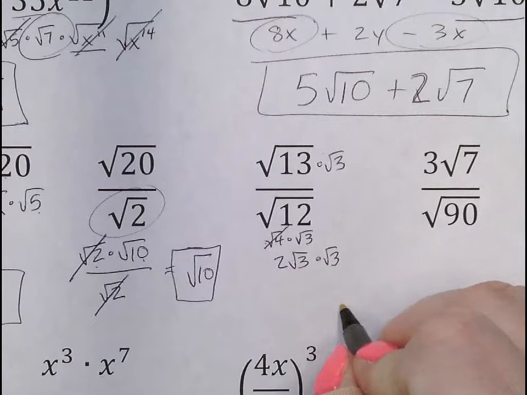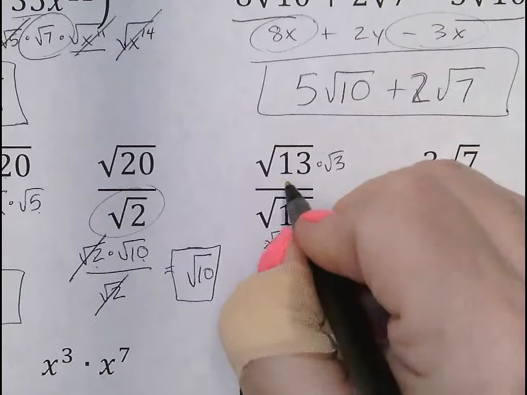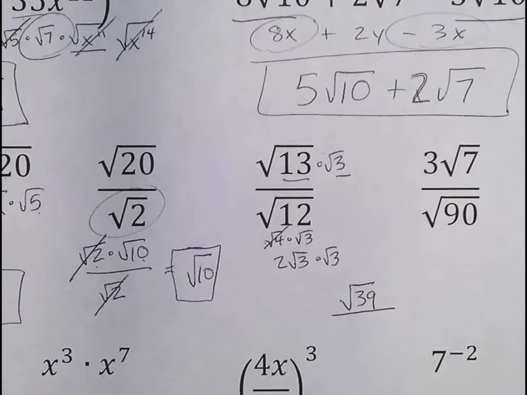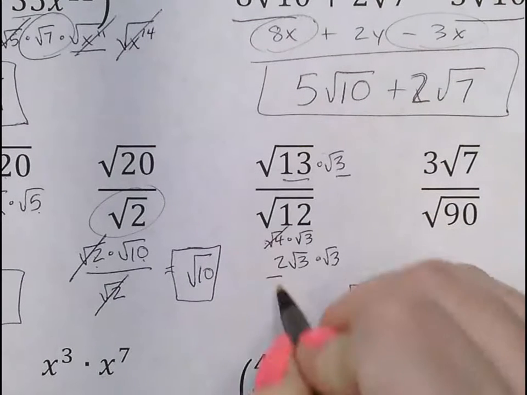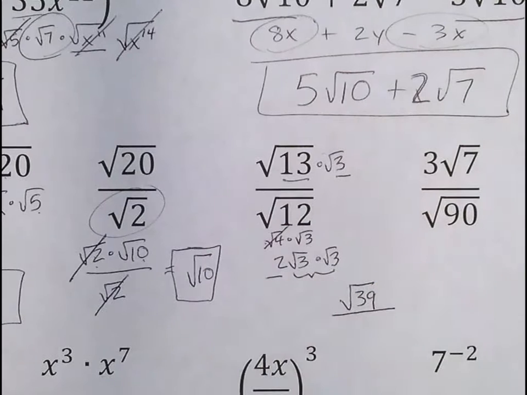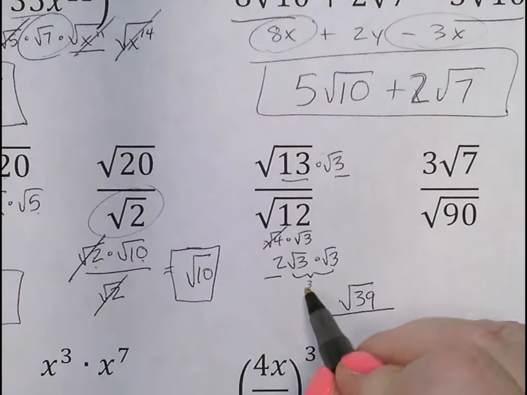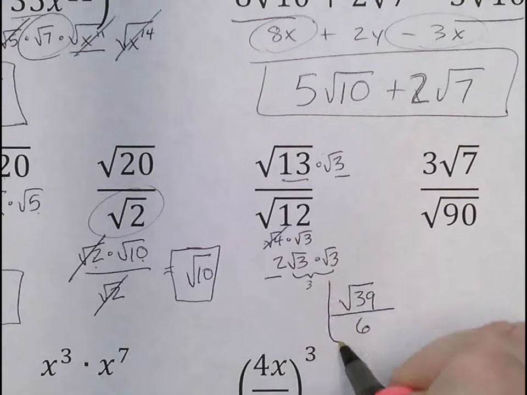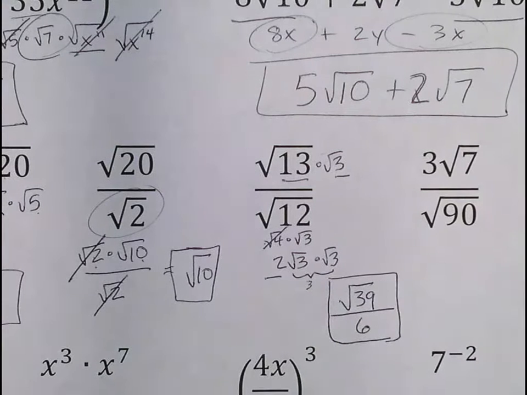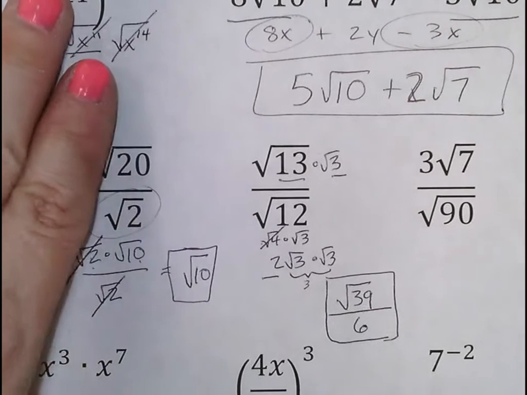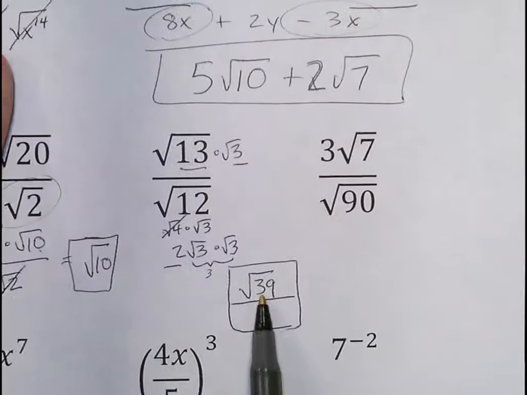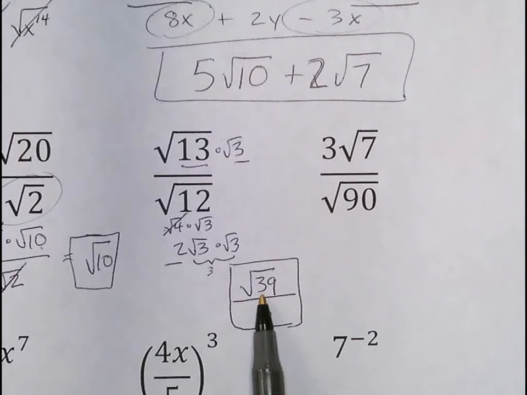On the top we now have the square root of 39 because 13 times 3 is 39. On the bottom we have 2 times the square root of 3 times the square root of 3, which is 3. 2 times 3 is 6. And while it looks like the 39 and the 6 should reduce, they do not, because the 39 is under the radical and the 6 is not. We do want to check and see if there's anything that can simplify, but 39 does not have any perfect square factors, so we're done.